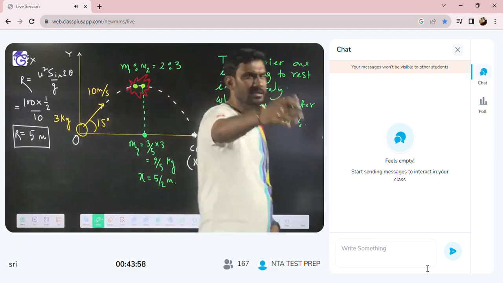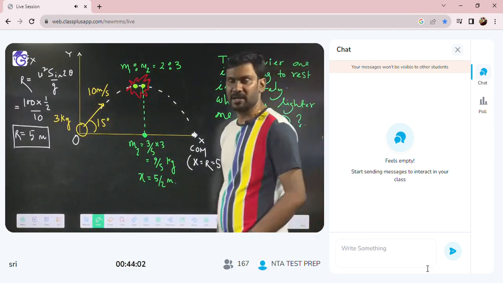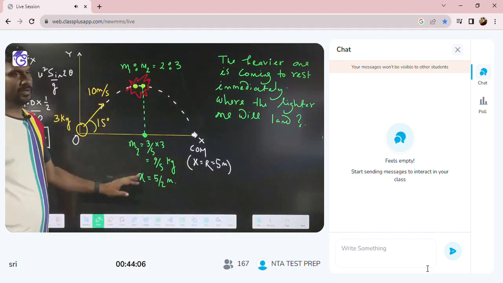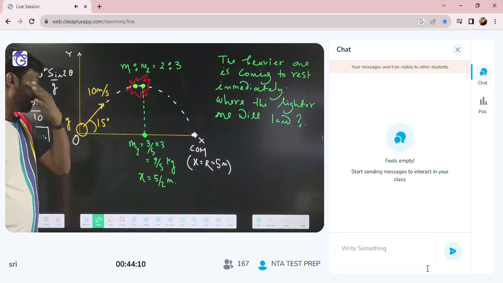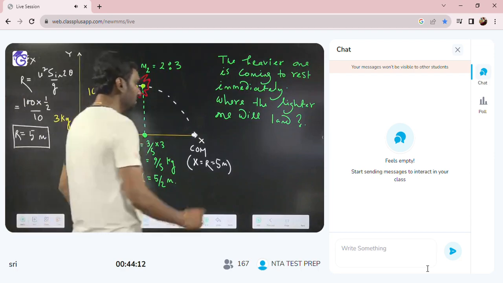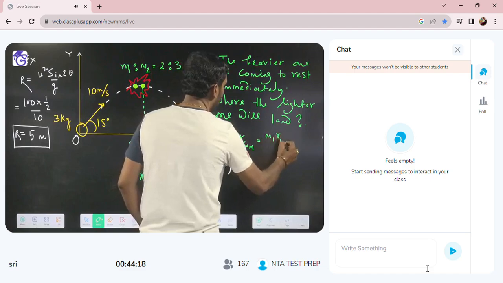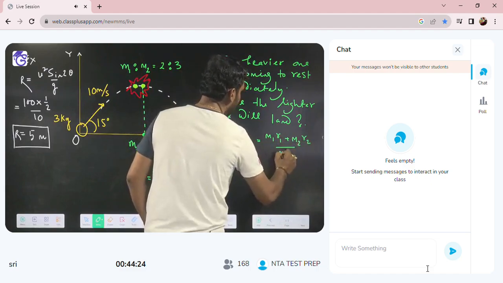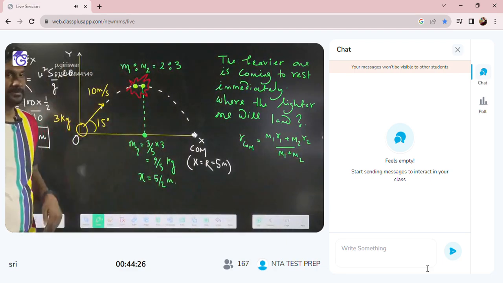I got few answers already. Good. 7.5. Jonathan is saying 8.7. We will check. We are now doing it. Please keep on telling me whether you agree with the data or not, whether you got the same value or not. Next, we will put the formula. What is the formula? R center of mass is equal to M1 R1 plus M2 R2 divided by M1 plus M2, right?